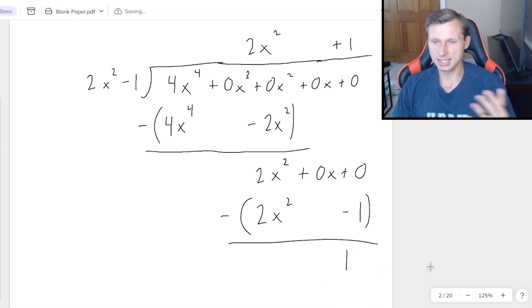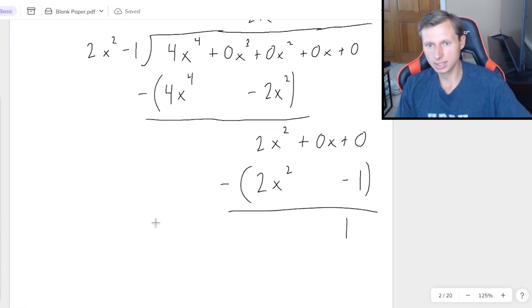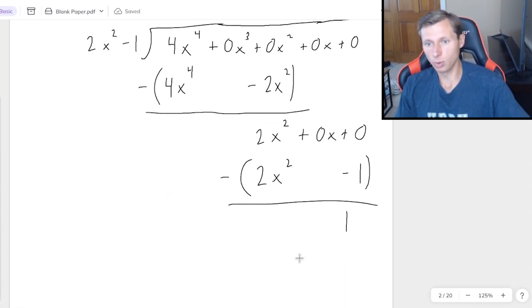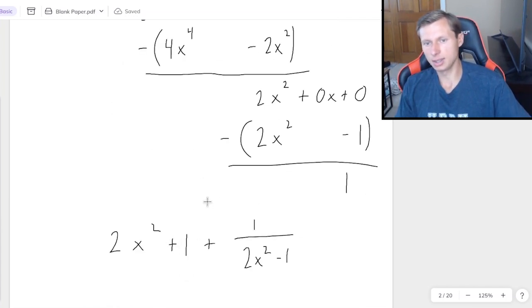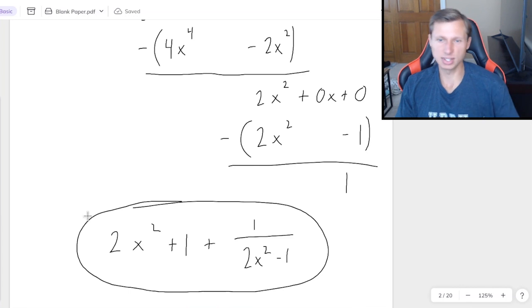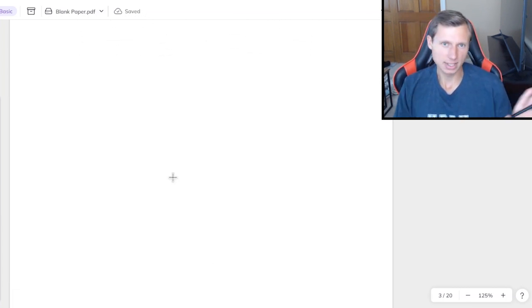And since that's the end, that's our remainder. So then the final answer is whatever's here, 2x squared plus 1, plus the remainder of 1. So 2x squared plus 1 plus 1 over the divisor, which was 2x squared minus 1. And this is our final answer. So see, not too bad. Very tedious and annoying, but not terrible.